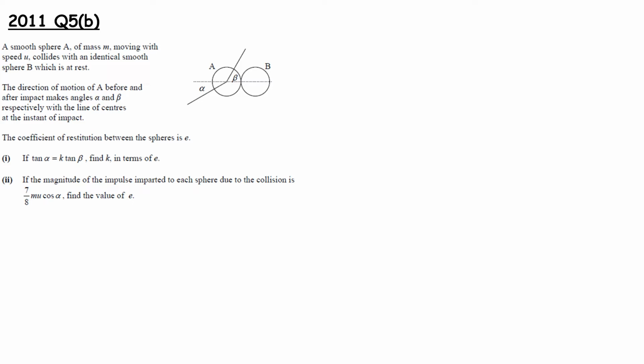A smooth sphere A of mass m moving with speed u collides with an identical smooth sphere B which is at rest. The direction of motion of A before and after the impact make angles alpha and beta respectively with the line of centers at the instant of impact. The coefficient of restitution between the spheres is E. So part 1, if tan of alpha is equal to k tan beta, find k in terms of E.